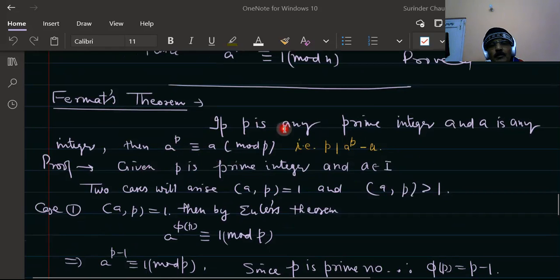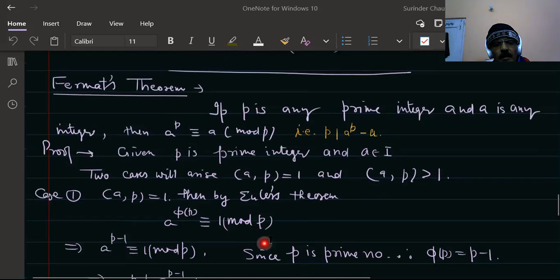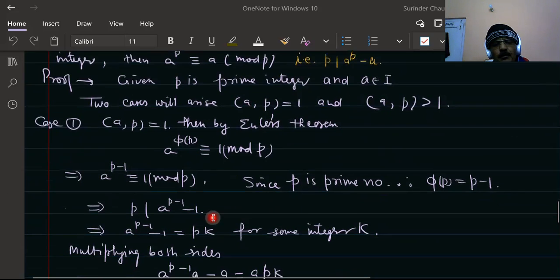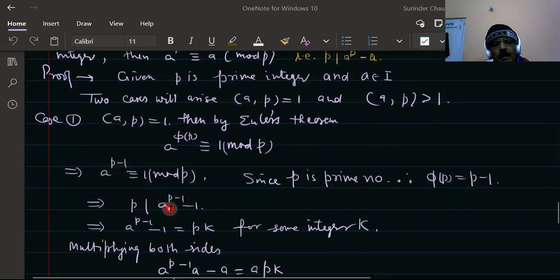What is given? P is a prime number and it belongs to the integers. Two cases will arise. Either the greatest common divisor of A and P is 1, or it is greater than 1. First case: if the greatest common divisor of A and P is equal to 1, then by Euler's theorem, A raised to the power phi N is congruent to 1 modulo N. Since P is a prime number, phi P is P minus 1, so A to the power P minus 1 is congruent to 1 modulo P. This implies P divides A raised to the power P minus 1.